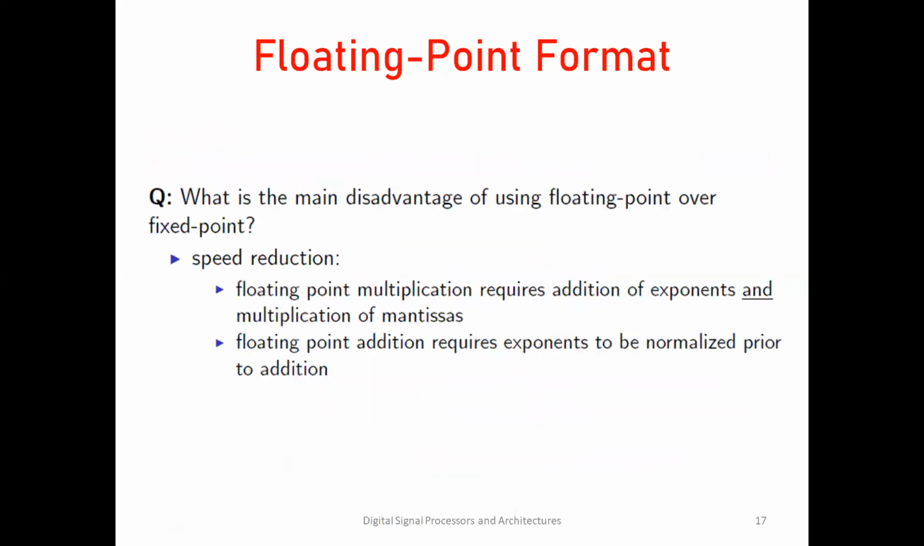The last, a sort of conclusion: what is the disadvantage of using floating point instead of fixed point? We have already seen that to do floating point multiplication, you require addition of exponents and multiplication of mantissas. And to do the addition of floating point numbers, we require the exponents to be normalized. So performing these tasks will basically give a reduction in speed. This is one of the main disadvantages of floating point over fixed point.